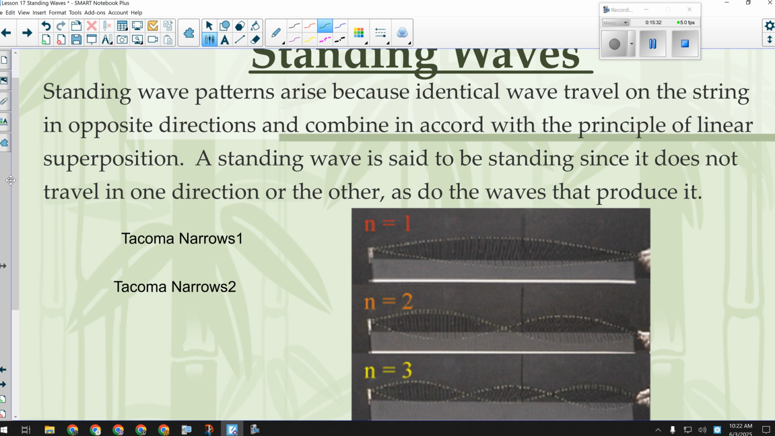Anybody remember how many areas on the bridge were twisting massively? Yeah, there's one full wavelength on the Tacoma Narrows Bridge. It was never designed to oscillate beyond its fundamental frequency. Okay? It was designed just to do this, up and down. That's all it was designed to do at its fundamental frequency.